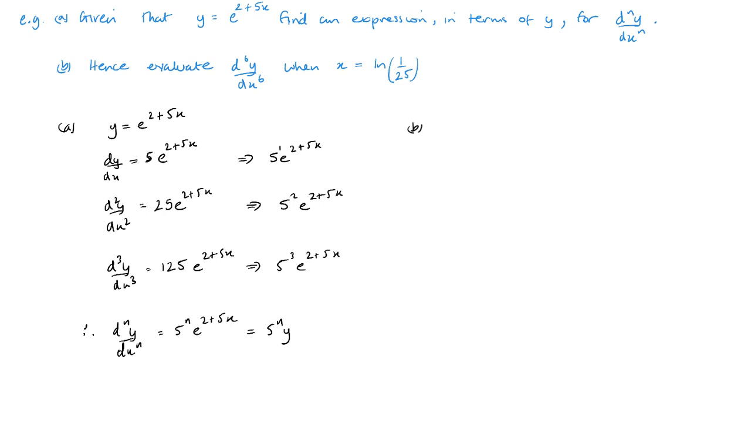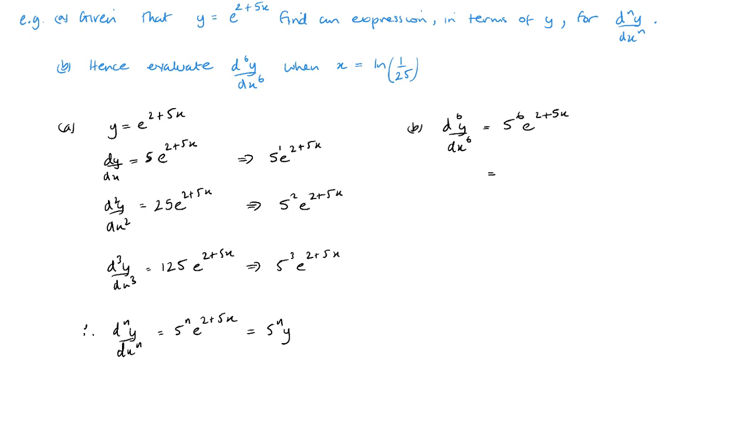Okay, part B: hence evaluate d^6 y over dx^6 when x equals ln(1/25). So let's write this down first. The sixth derivative is going to be 5 to the power 6 e^(2+5x).